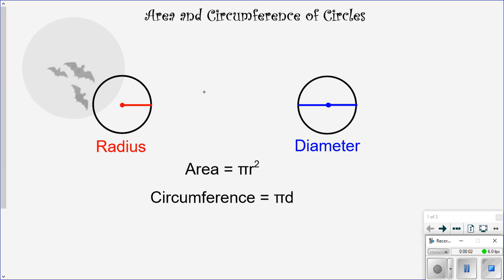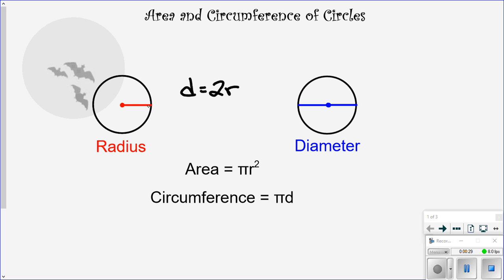This lesson is meant as a review of how to find the area and the circumference of circles. So just a couple quick things about circles. The distance from the center of a circle to the outside is called the radius. The distance all the way across the circle going through the center is called the diameter. And remember that the diameter is just equal to 2 times the radius.